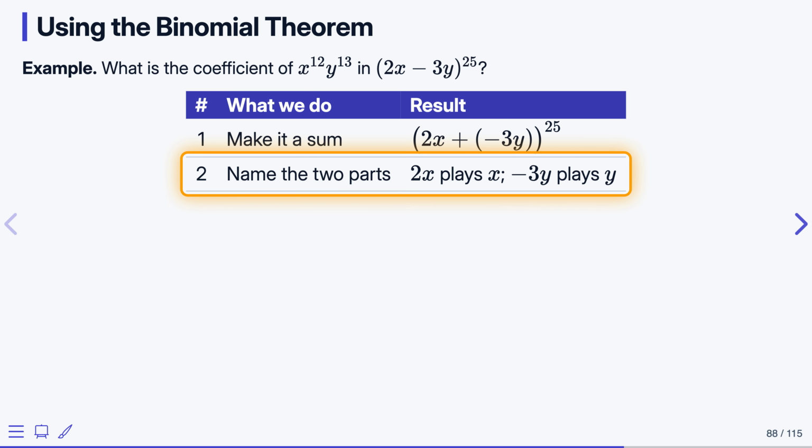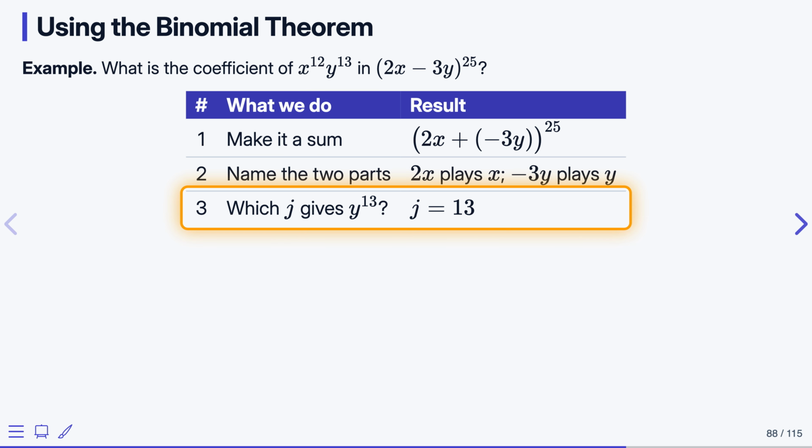Step 2. Name the parts. The thing playing x is 2x, the thing playing y is -3y, sign included. Keeping that sign inside is the step people forget. Step 3. Find the right term. The power of y is j, and we want y^13, so j is 13. That also fixes the power of x as 25 minus 13, which is 12, exactly what we wanted.